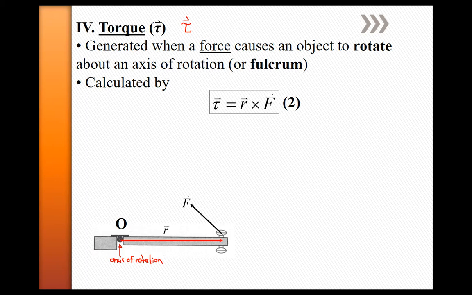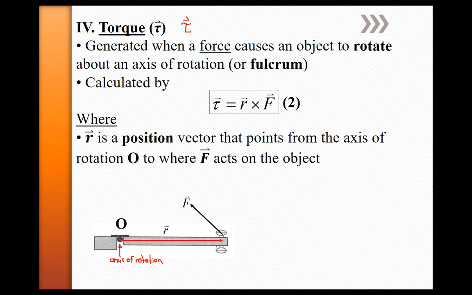Okay, so what's R? R is a vector, you can see in the diagram, that starts at the axis of rotation. So its starting point is at O, and it points to the location where your force is acting. So my vector would start at O and point to the doorknob, which is where the force is actually acting in this picture. R is a position vector, and it's a position vector that points from the axis of rotation to the location where F is going to act on your object. The magnitude of R is what we refer to as a lever arm.